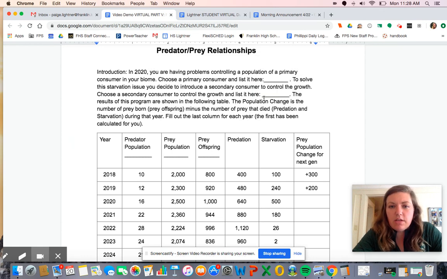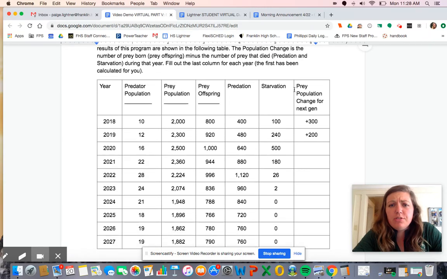You're then going to say what your secondary consumer is. You're going to look at your food chains and your food web to figure out what that secondary consumer is. Now you're going to have to fill out this prey population change for the next generation here. You're going to have to do some calculations, and you're going to use this data to make a graph. Here, for predator population, you can just write your predator here, your prey here. This column shows what the predation is, meaning how many organisms of the prey are eaten by the predator. And then starvation is how many are dying because they don't have enough food.